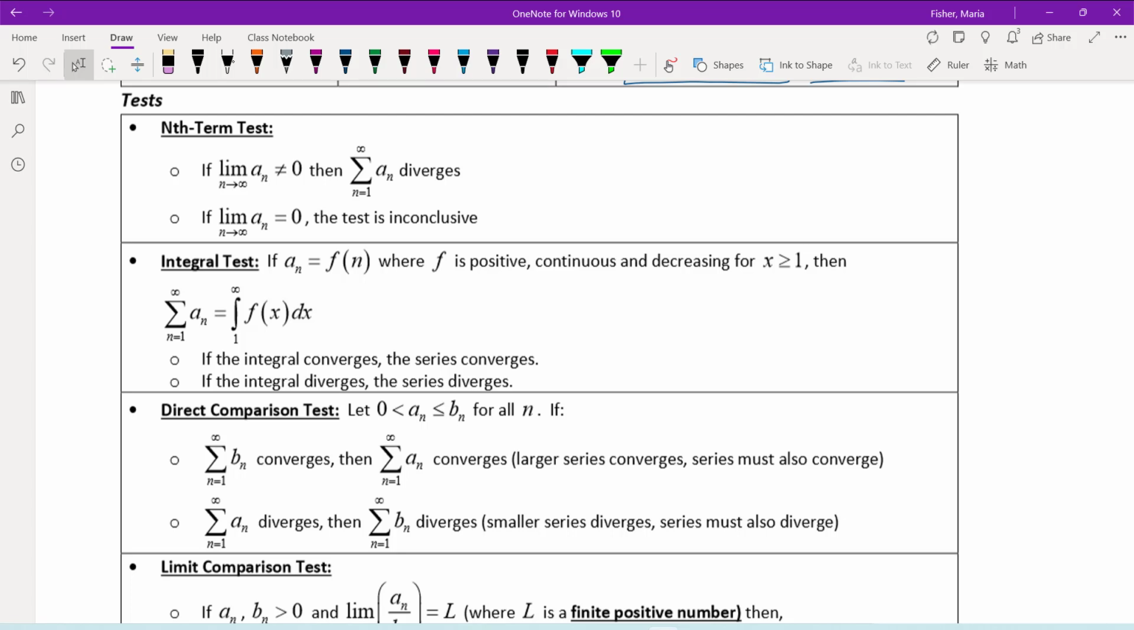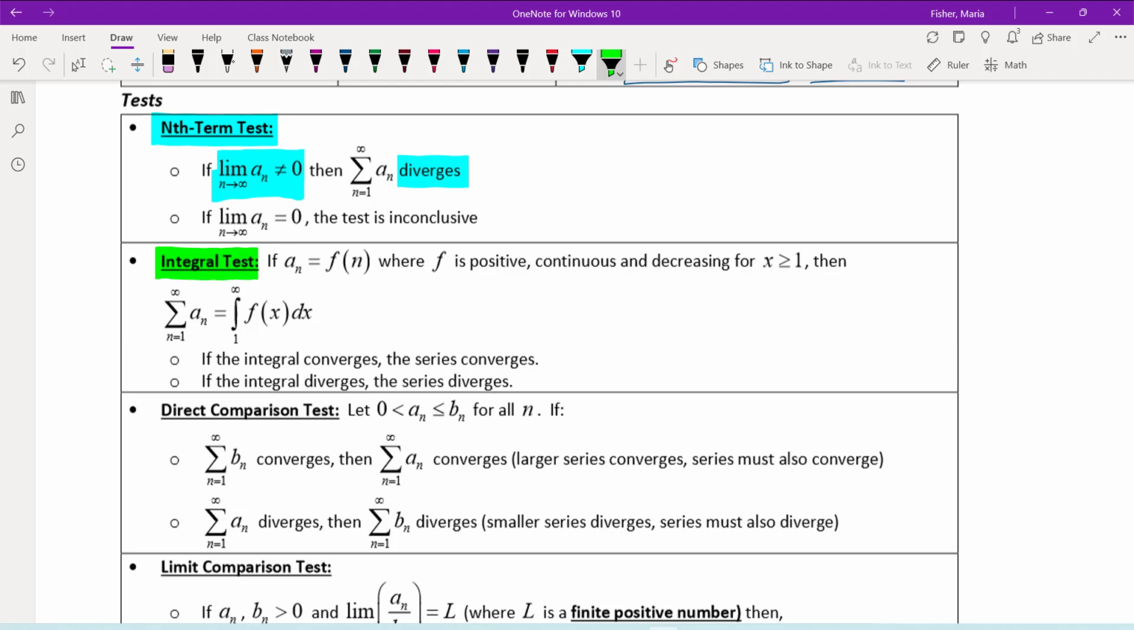After our known series, we looked at 7 different tests. The first one, the nth term test. The nth term test said to take the limit as n goes to infinity of a sub n. If you don't get 0, then your series diverges. If you do get 0, the test is inconclusive. You have to find a different test.